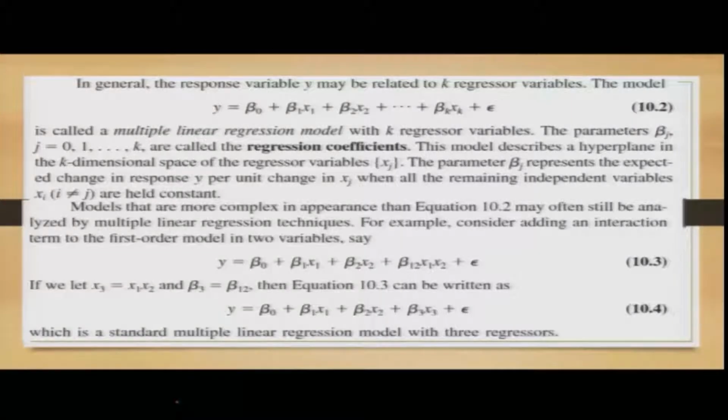That means the differentiations are symmetric. So the model can be y is equal to beta naught plus beta 1 x 1 plus beta 2 x 2 plus beta 12 x 1 x 2 plus epsilon. If we put x 3 as equal to x 1 x 2 and beta 3 as beta 12, then the equation can be written as y is equal to beta naught plus beta 1 x 1 plus beta 2 x 2 plus beta 3 x 3 plus epsilon, which is a standard multiple linear regression model with 3 regressors x 1, x 2 and x 3.